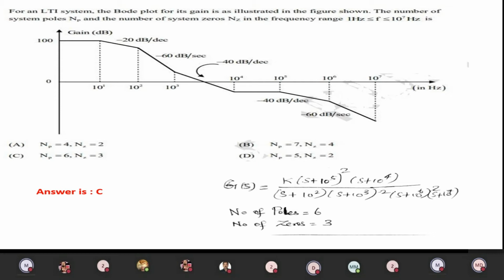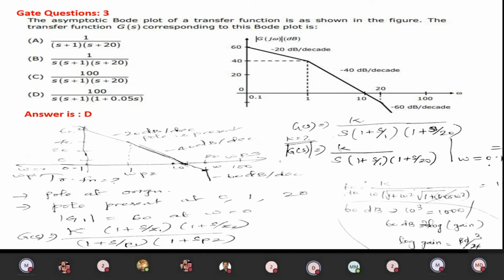Like that you can determine the asked poles and zeros from Bode plot problems. Also, we can write the transfer function for the given Bode plot. Then we can go for the next problem. A Bode plot is given similarly, and we have to determine the transfer function. Here you can see G of s can be written as k divided by s, since a pole exists at the origin. Why? Because the slope crosses the real axis. Therefore a pole exists at the origin.